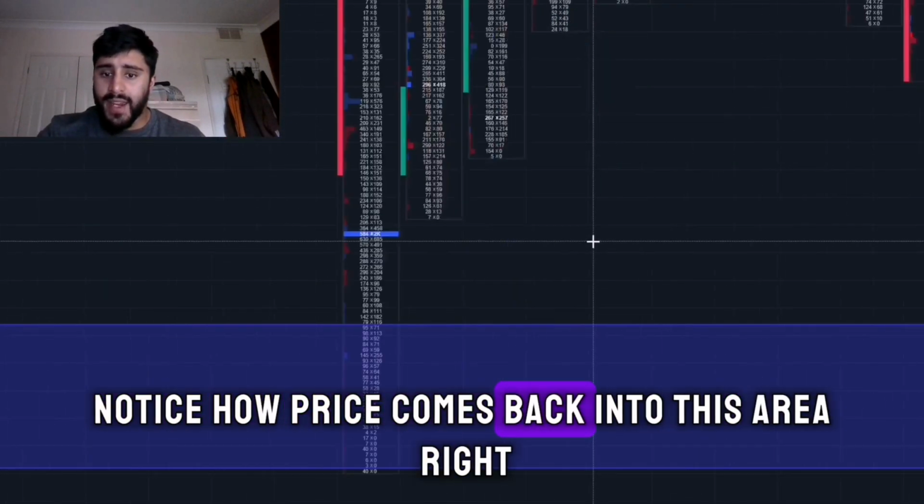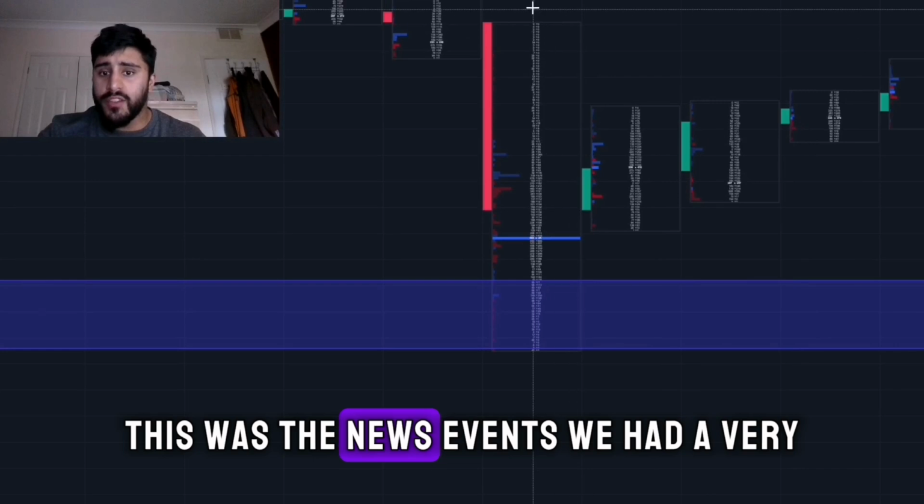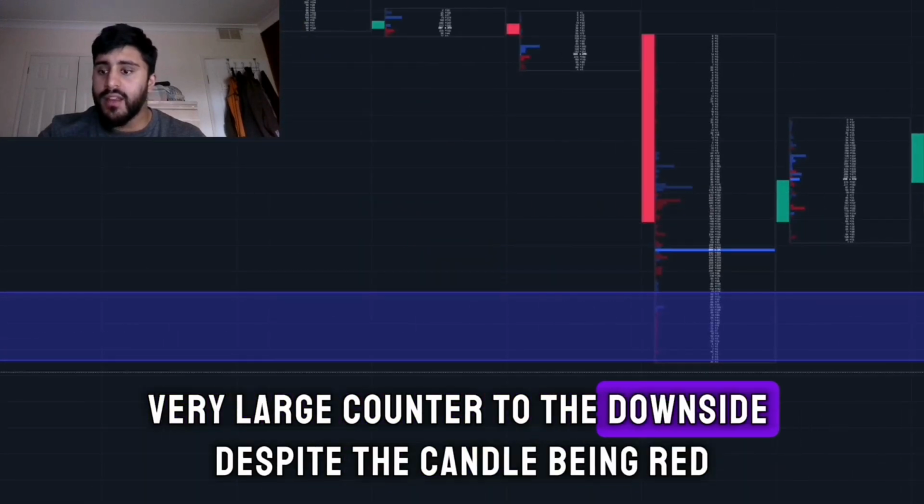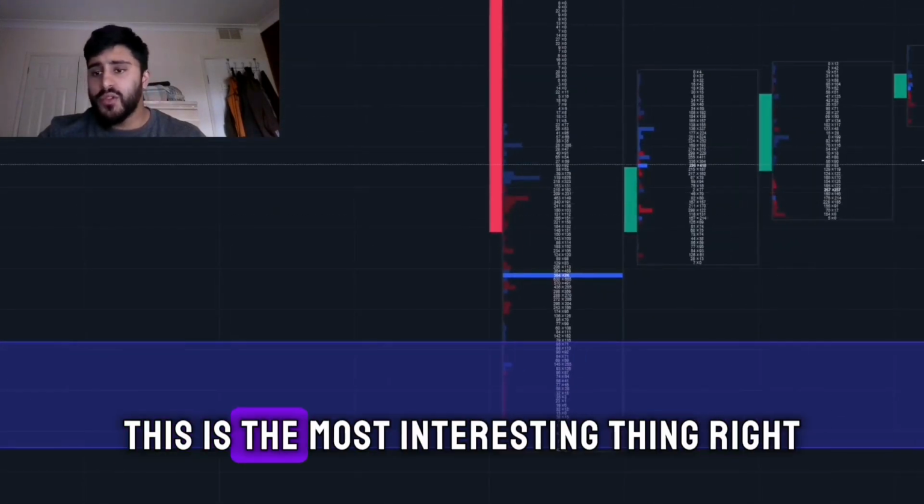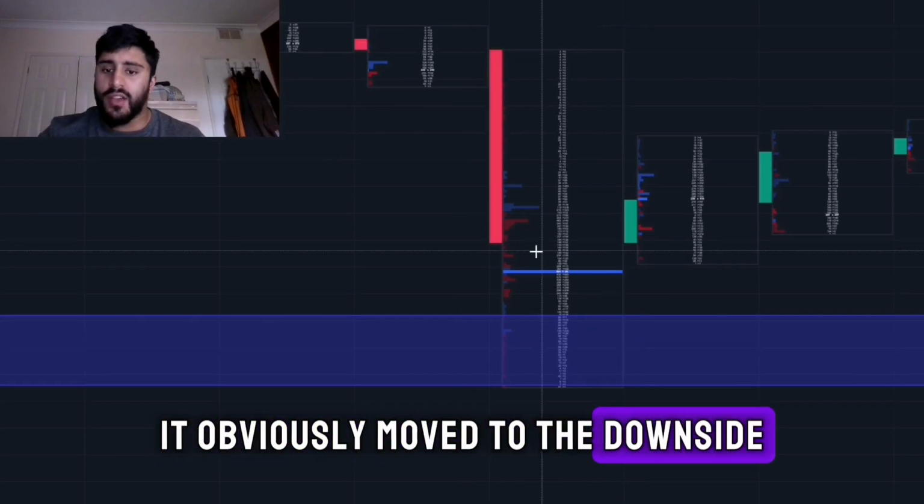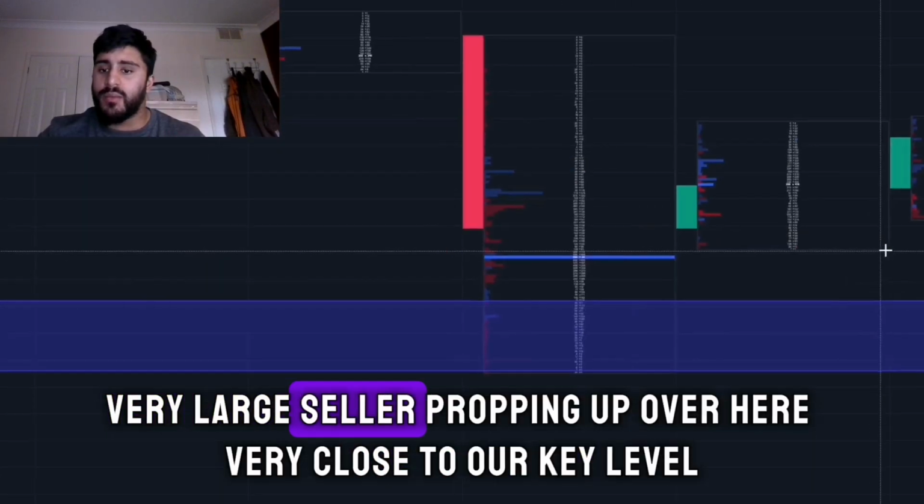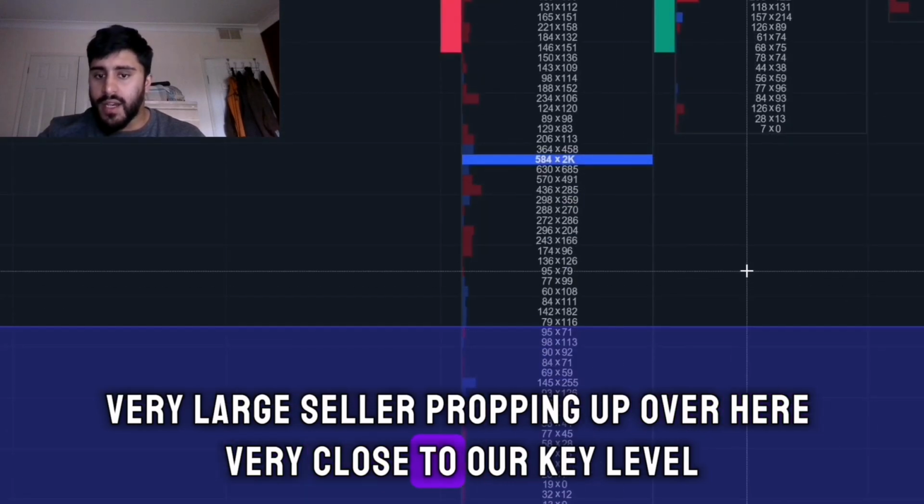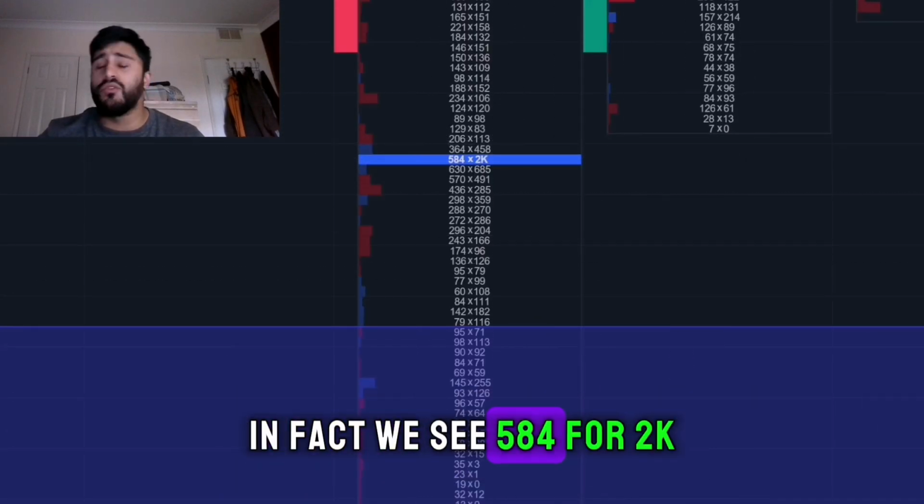Notice how price comes back into this area, right? This was the news event, so we had a very, very large candle to the downside. Despite the candle being red, this is the most interesting thing, right? We see the candle as being red. It obviously moved to the downside. We see a very, very large seller propping up over here, very close to our key level. In fact, we see 584 for 2K.